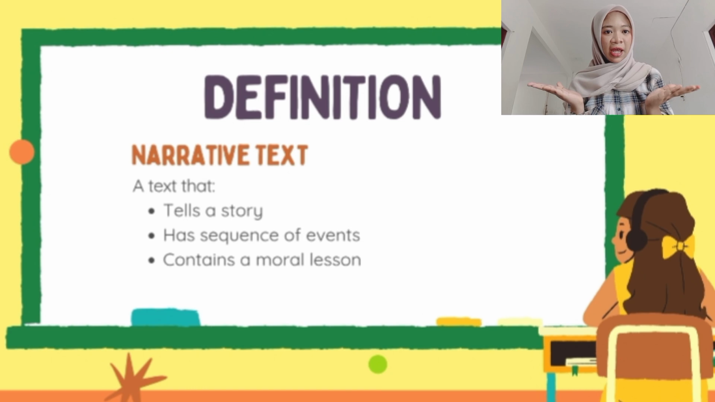Alright, before we jump into the story, let's understand first. What is narrative text? Narrative text is a type of text that tells a story in a sequence of events. Usually, it is written to entertain readers, but at the same time, it also teaches us important life lessons. So, when you read a narrative text, you're not just reading, you're learning.